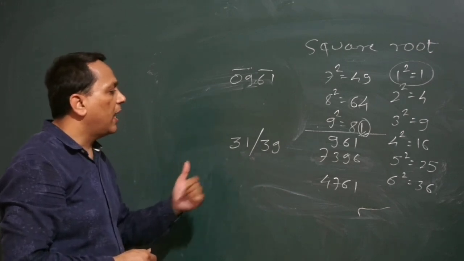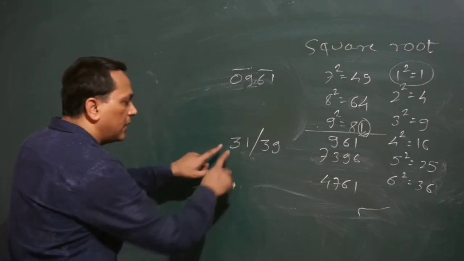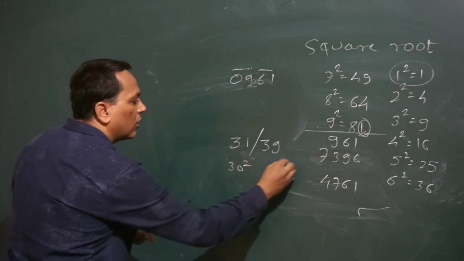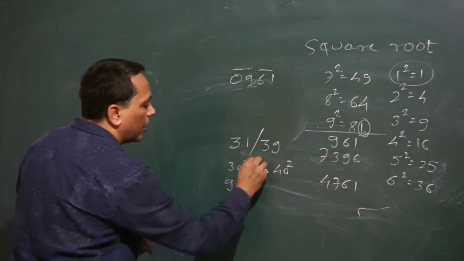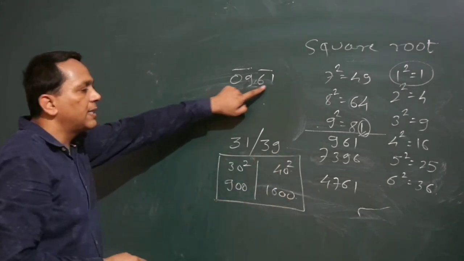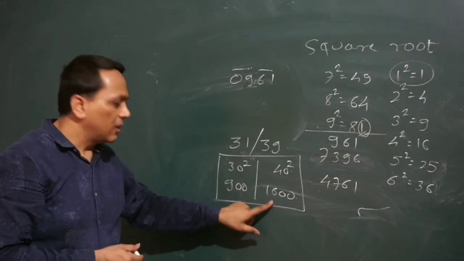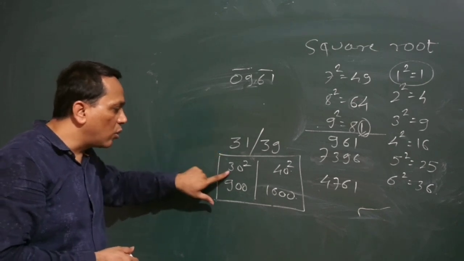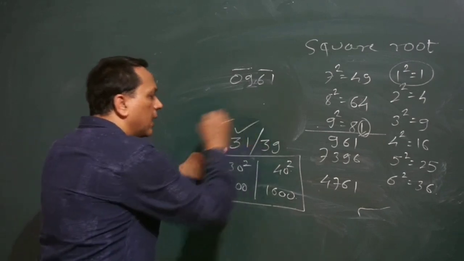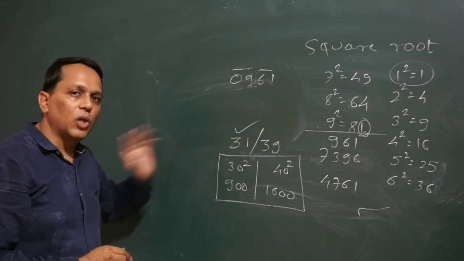How can we find whether it is 31 or 39 without even calculating? What we do here is, these numbers are between 30 and 40. So we write the square of 30 and 40. 30 square is 900 and 40 square is 1600. Now this number 961 is closer to 900 than 1600. So therefore our answer will also be closer to 30 than 40, and hence our answer is going to be 31. So when we find the square root of 961, the answer is 31.